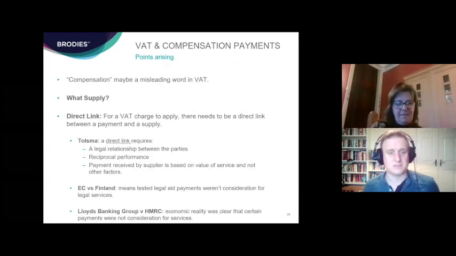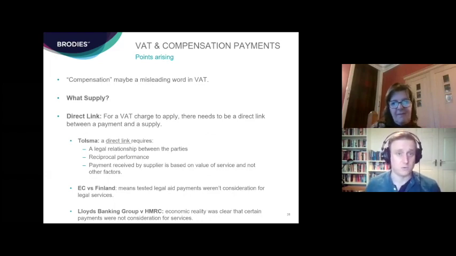If we move on to the next slide, I think there are a number of points, if one looks at underlying case law and goes back to first principles, that can arise here and that are useful to bear in mind. Because at the end of the day, and this recent guidance clarifies it for me a bit, compensation is a bit of a dirty word in VAT, and it's not a terribly helpful word because there's no VAT concept of compensation in the round.